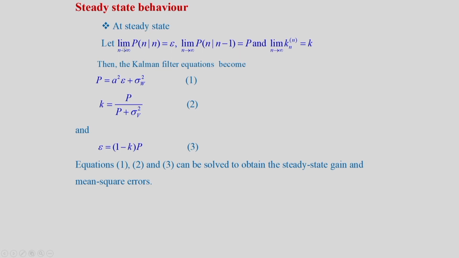At steady state, let the limit of P(n|n), that is the mean square error, be epsilon. Suppose the limit of P(n|n-1), that is the mean square prediction error, is P, and the Kalman gain, limit of K_n as n tends to infinity, is K. Then we will have the limiting form of the three Kalman filter equations.